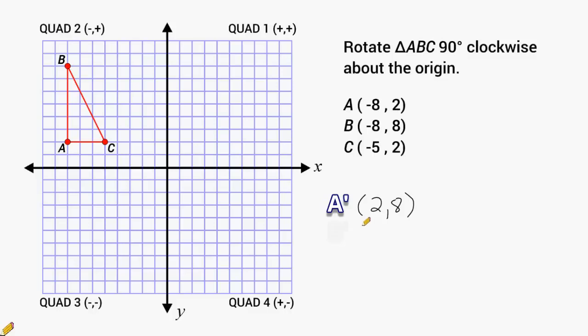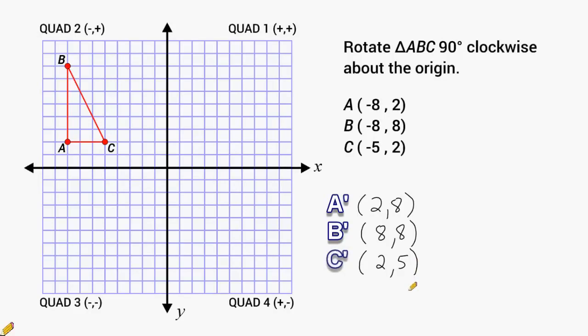Now, point B has a current location of -8 and +8. And the absolute values are both 8, so even if we switch those, both of them will still be 8. And they will be positive because we are rotating our point to quadrant number 1. And for point C, we're going to take 5 and 2 and switch those around and write 2 and 5. And once again, both the x and the y values will become positive because they are in quadrant number 1.